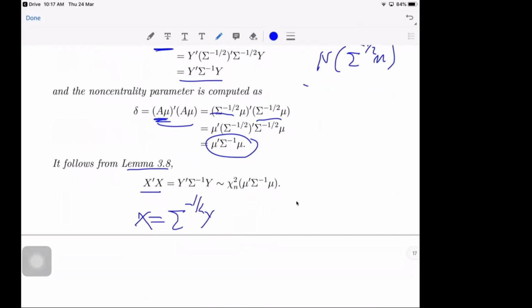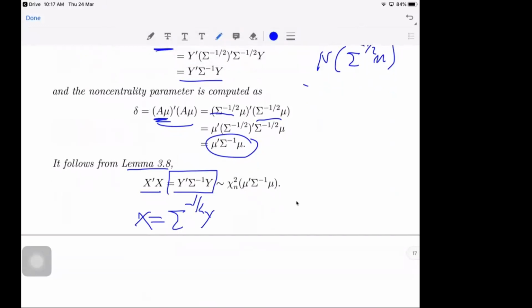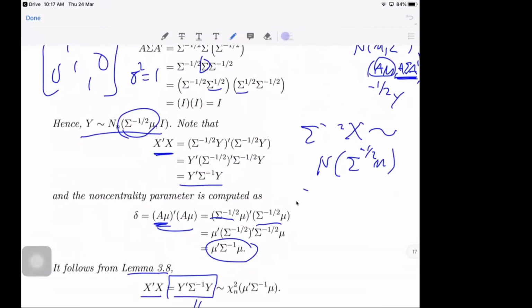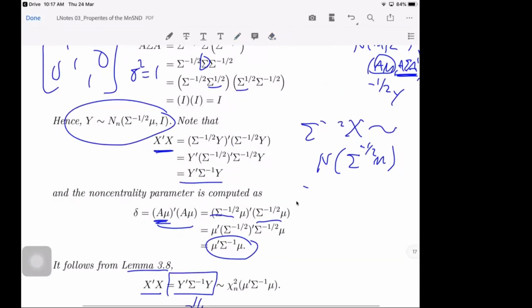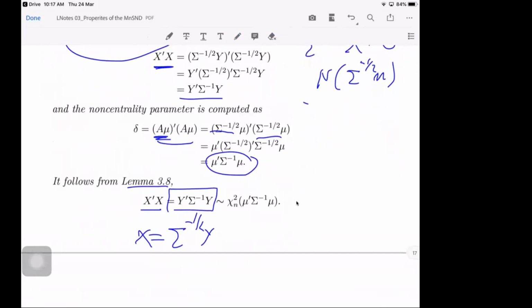So that by lemma 3.8, x prime x, where x was sigma raised to the negative 1/2 y, if you get x prime x, that is equal to y prime sigma inverse y, satisfies all the assumptions that it is normal with this parameter. So the quadratic form will be chi-square distributed, and this is your non-centrality parameter, A mu prime A mu, but your A here is sigma raised to the negative 1/2.